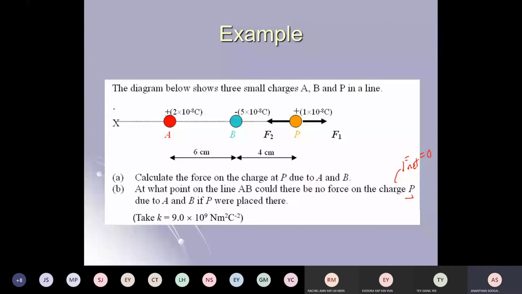Okay, let me give you some choice. Is it you place P in the first region somewhere here, 1, or you place the P in between here, 2, or you place the P here, 3. Think carefully. Where can the P have 0 net force? At 1, at 2, or at 3.